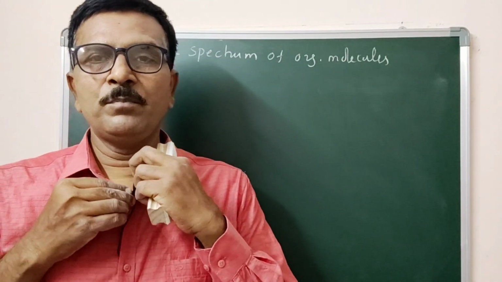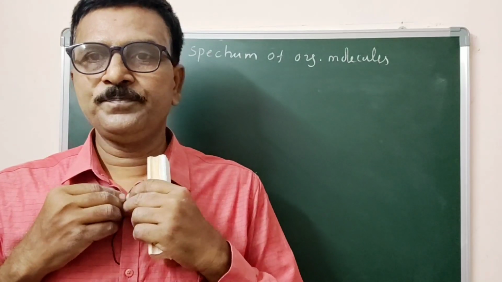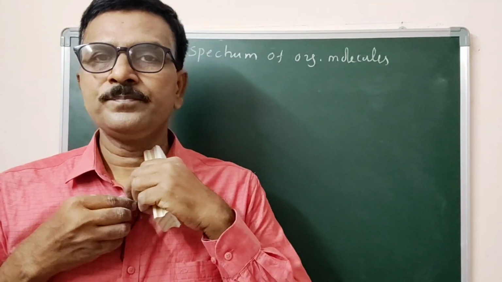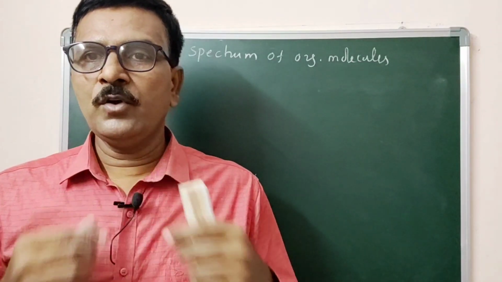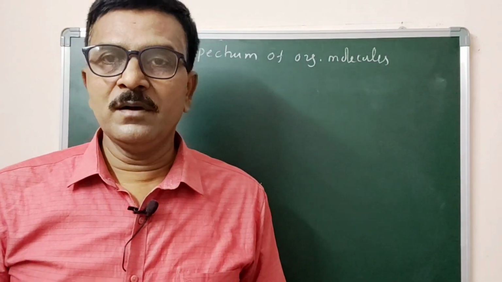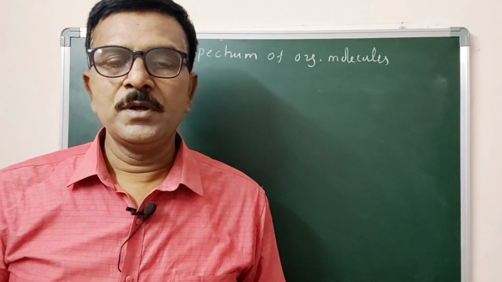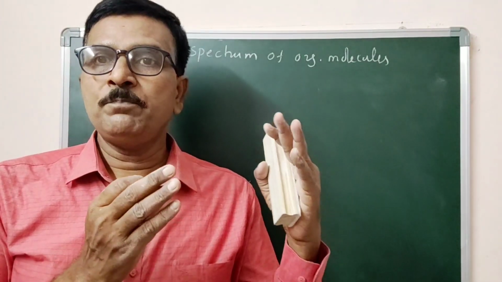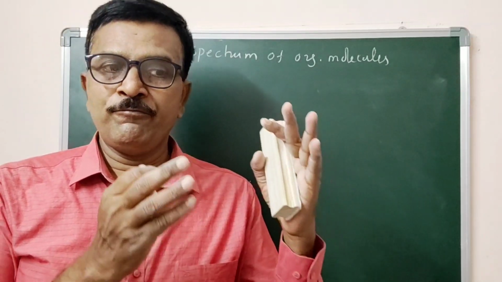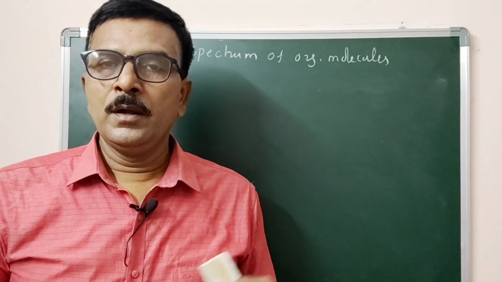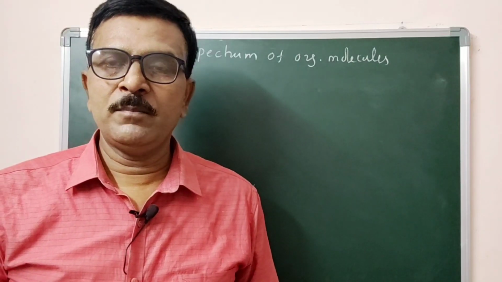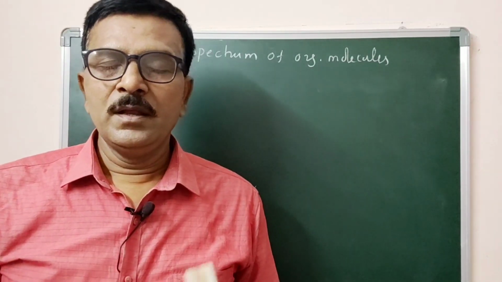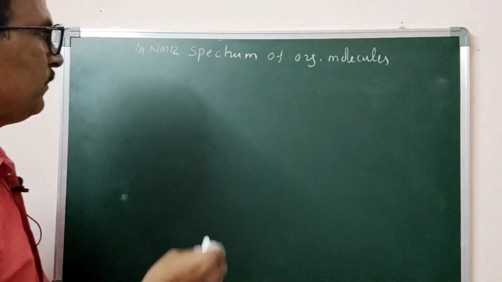Now, a few examples. I already told you that a few examples are included in the syllabus. We are going to study only those examples which are included in the syllabus. The first example: you have to study the proton NMR spectrum for some organic molecules and the proton NMR spectrum of some inorganic molecules or inorganic complexes. Let us study the first example.